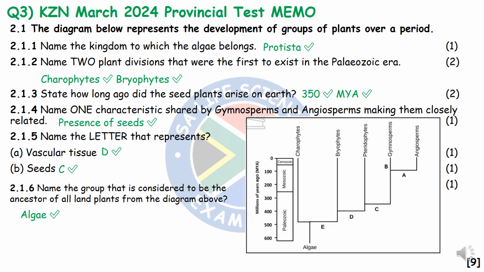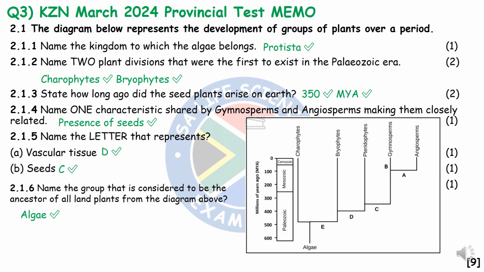2.1.3 asks you to state how long ago the seed plants arose on Earth. So we know that the seed plants would be the Gymnosperms and the Angiosperms. Gymnosperms have a naked seed, Angiosperms have a covered seed. So if we look at label C, we can see that seeded plants arose 350 million years ago. So that is indicated by label C. That is when seeded plants first arose.